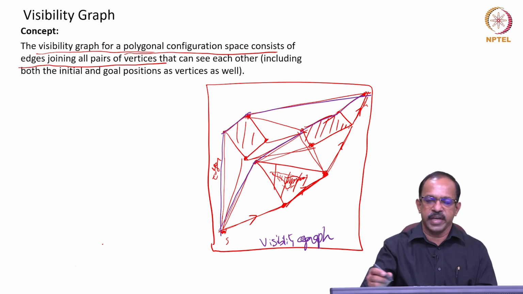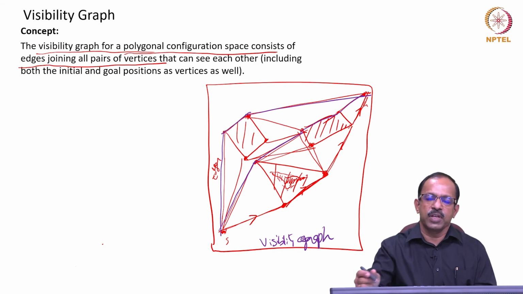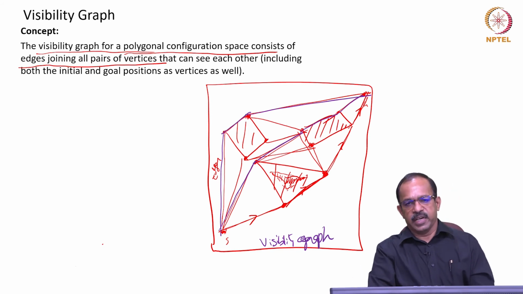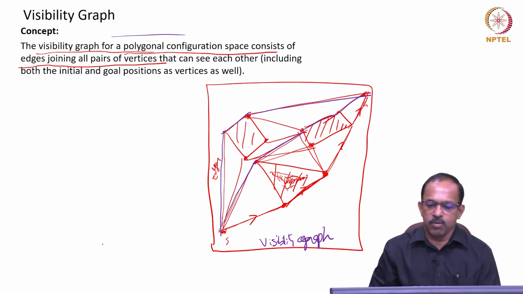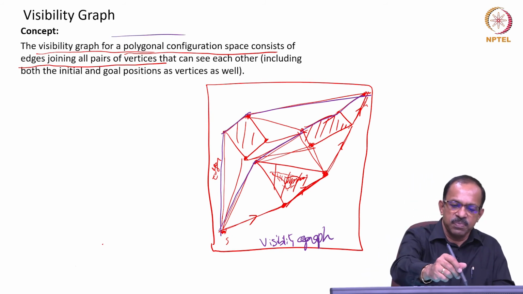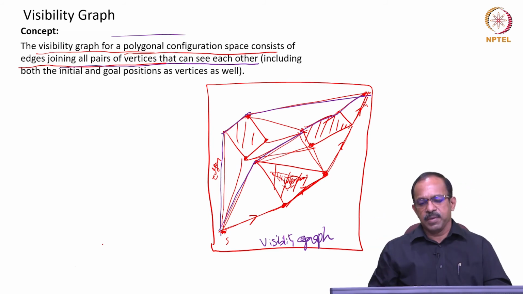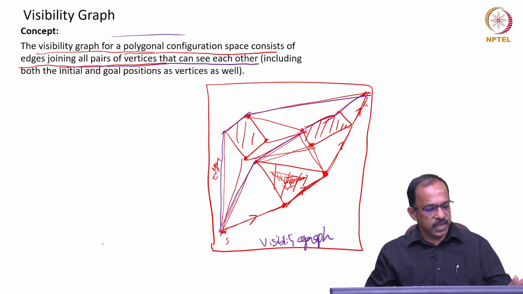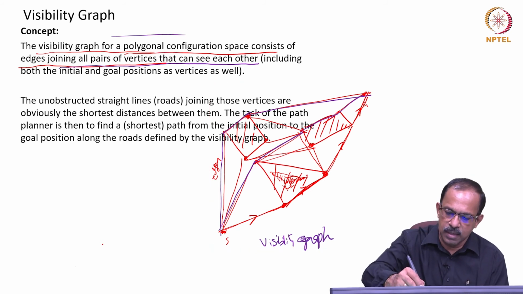So we have constructed a graph which shows multiple paths for the robot to go without hitting the obstacle and reaching the target. So that is the first stage in visibility graph. It's a polygonal configuration space consisting of edges joining all pairs of vertices that can see each other, okay, including the starting and goal points. Okay, so that is the thing.